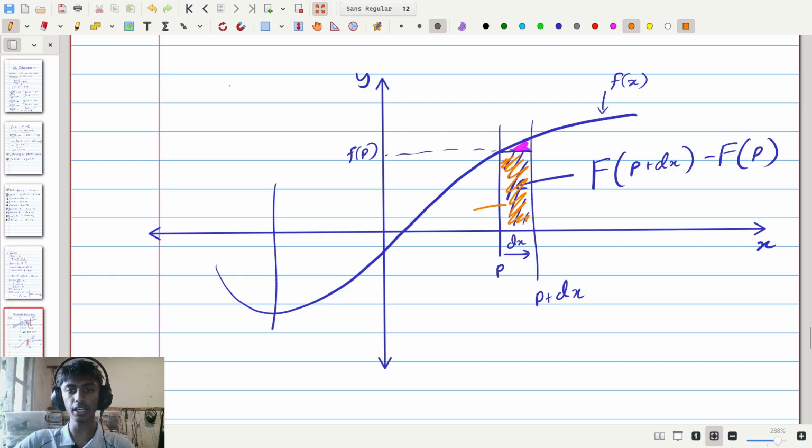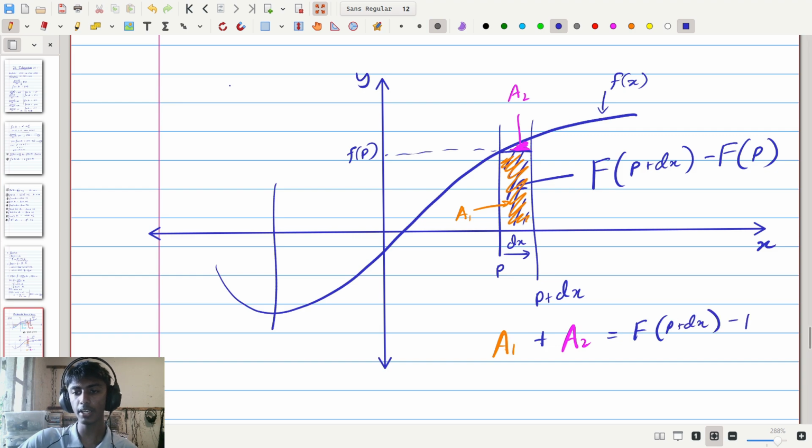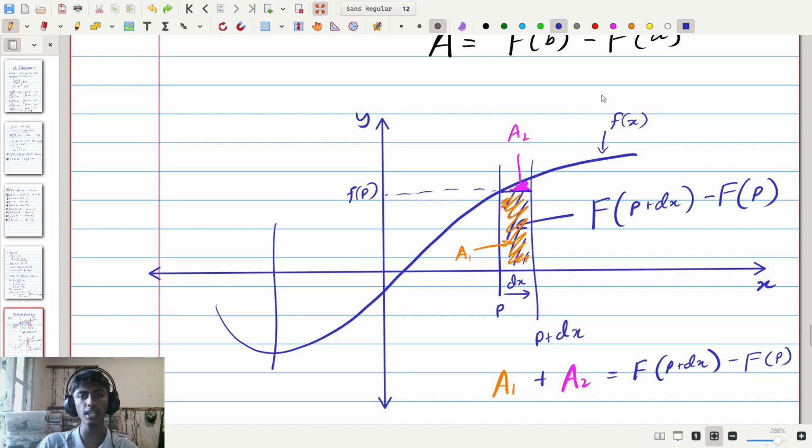Let's call this orange area A1 and let's call the pink area A2. So here we have A2. First off, what we know is that A1 plus A2 added together is equal to this other expression for the total area under the curve. So this is going to be equal to capital F of p plus dx minus capital F of p, and that is our first equation.